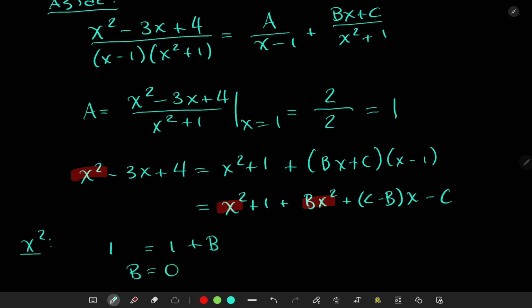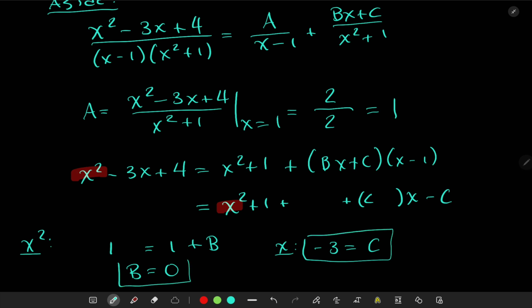With b equals 0, I can then plug it into my equation. So I can just eliminate that, and I can eliminate that. And now I can just look at equating, for example, the linear term. So equating x, I get on the left-hand side -3, and on the right-hand side, the only x that I have is c. So c equals -3. So I get my numbers like that.